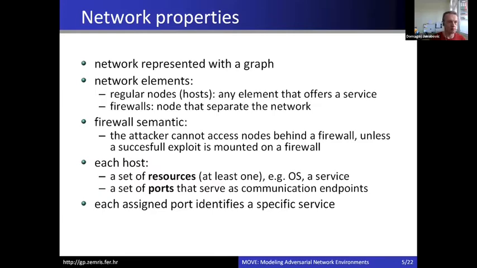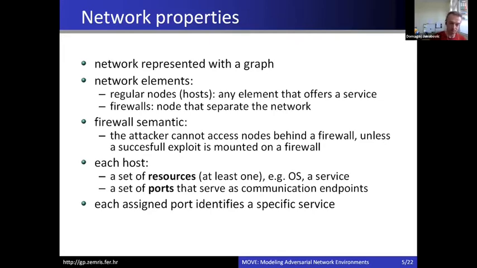So what we are simulating is a network, and the network can be represented with a graph. Network elements are the regular nodes or hosts, and we consider a node any element in the network that offers any kind of service. For instance, anything that users can hook on and get some result from. A special type of node is a firewall node, which is able to separate the network into two or more subnetworks. The idea behind the firewall is that the attacker cannot access nodes which are behind a firewall, and he is able to do that only after a successful exploit is mounted on the firewall. Only then is he able to pass the firewall and access the rest of the network.